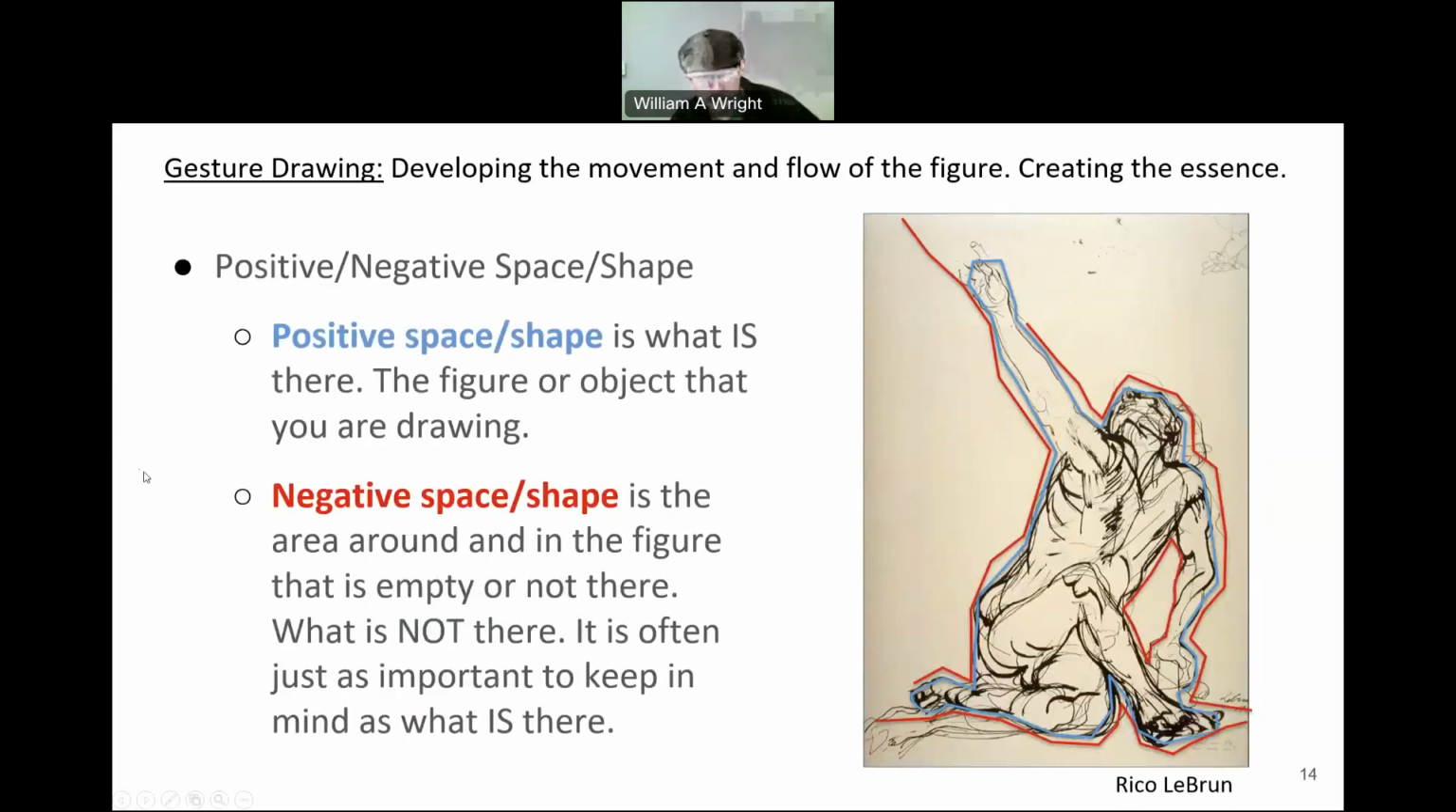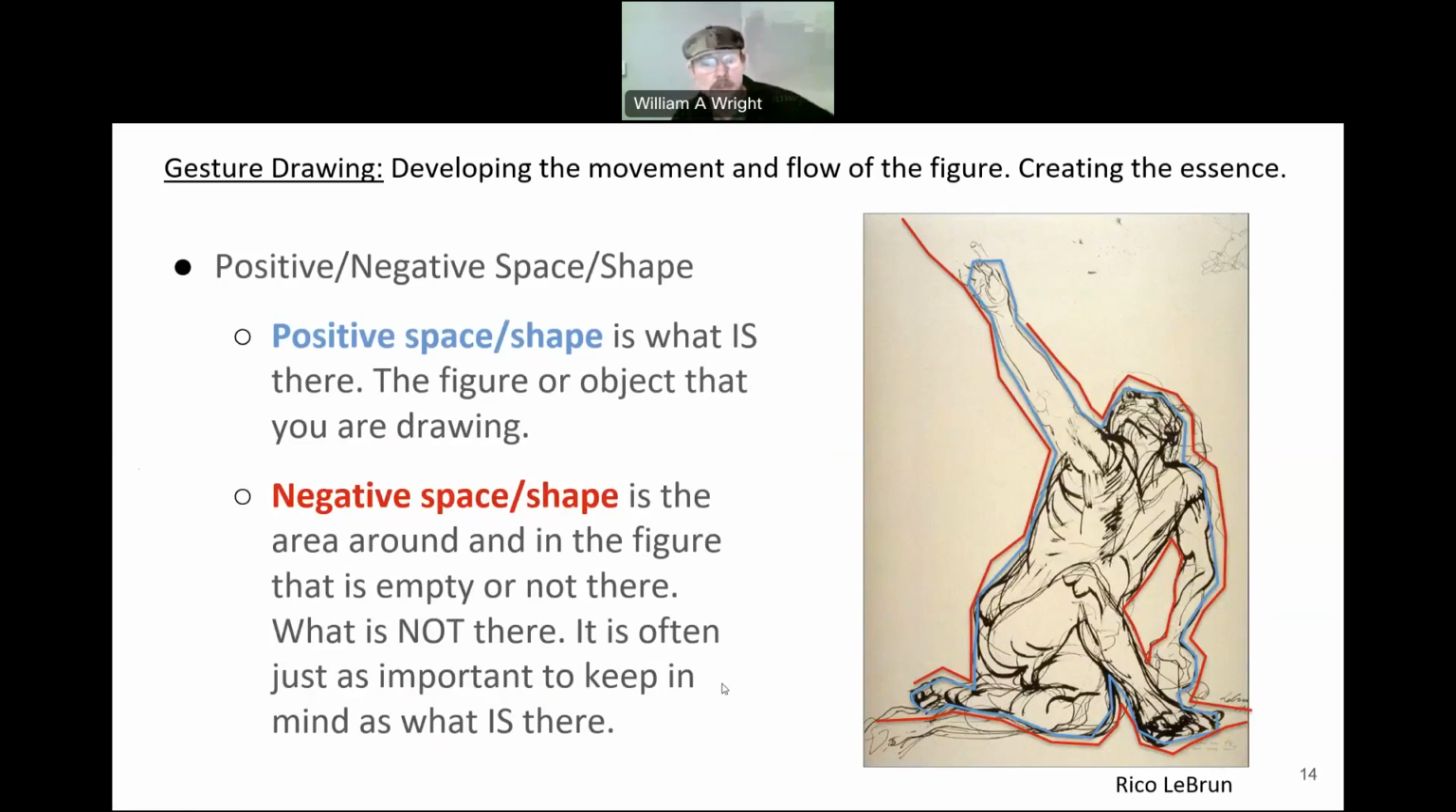Positive shape is what is there. It's the figure or object. I outlined it here in blue. That's the positive space. The negative space or shape is what is not there. So that's the shapes that go around a form. Or if it's like a space between legs or between arms, the negative space can be inside of the form, the figure. Okay? Just keep all of that in mind. That is positive and negative space.